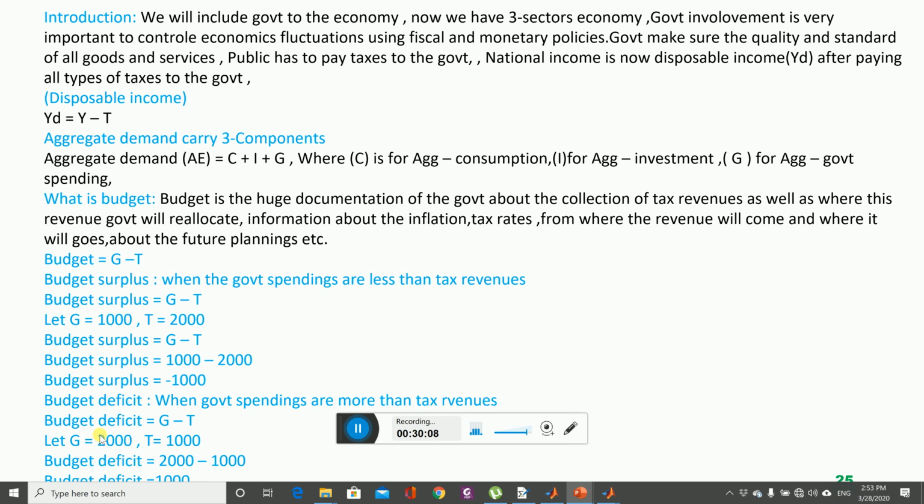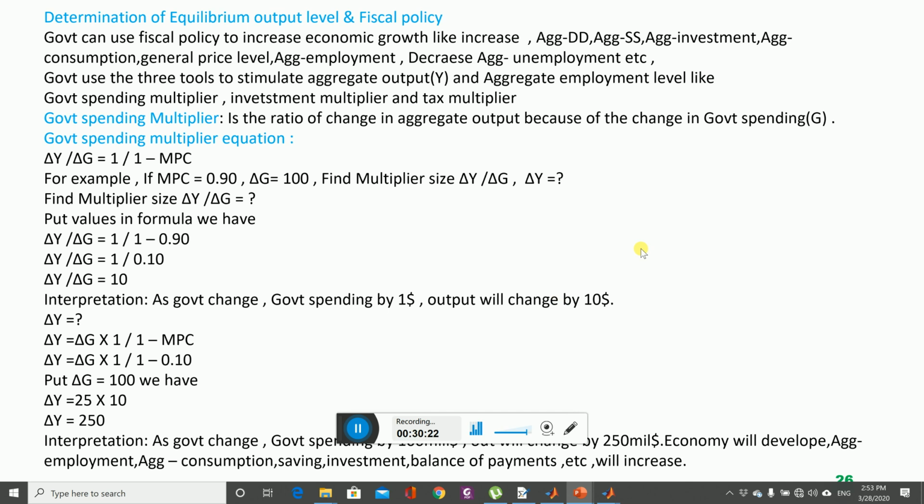G is suppose $2,000 million, yani expenditures are $2,000 million, and tax revenue is how much? That is only $1,000 million. So budget deficit 2,000 minus 1,000, that is actually $1,000 million is the deficit with the state.